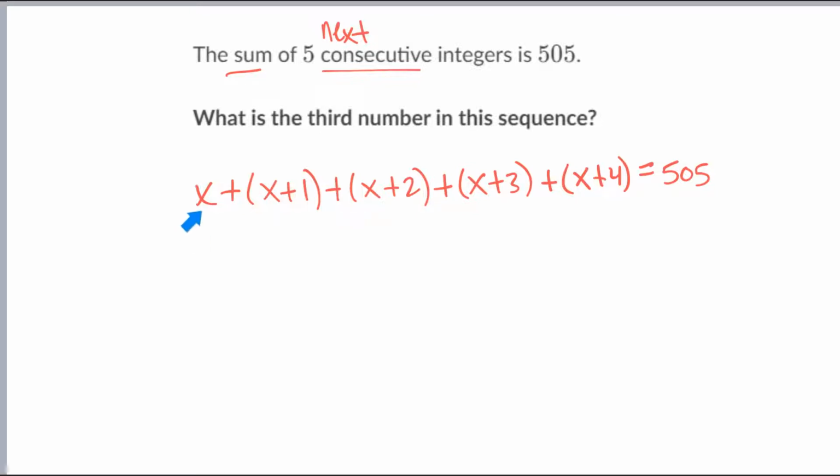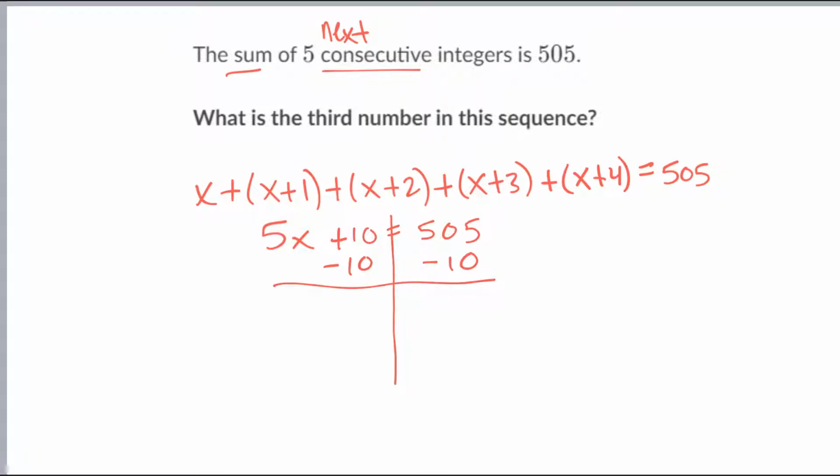Now I can add these x's: 2, 3, 4, 5 x's. So I have 5 x's, and then I'll add my constants together. 1 plus 2 is 3, plus 3 is 6, plus 4 is 10. So this is 5x plus 10 equals 505. Now it's a two-step equation that I'm going to solve. I'll subtract 10 from both sides, and I have 5x equals 495. And then I have to divide by 5. And x is equal to 99.